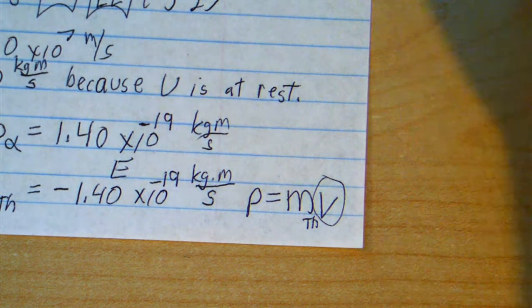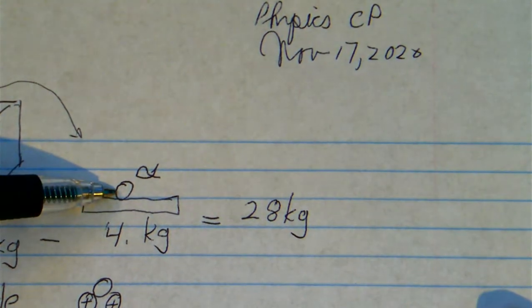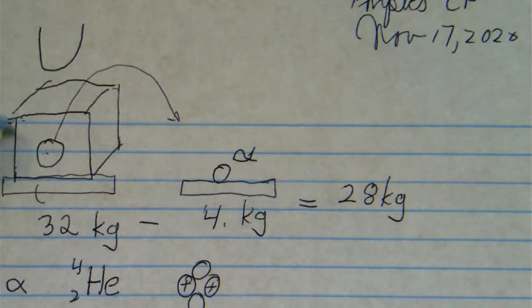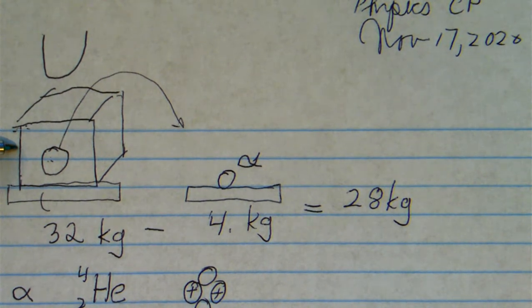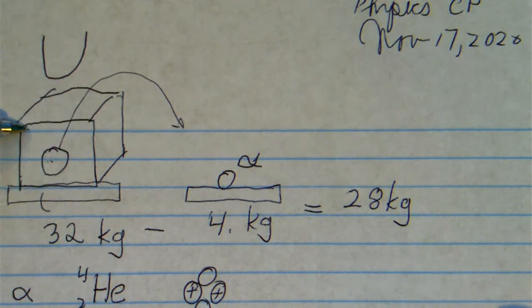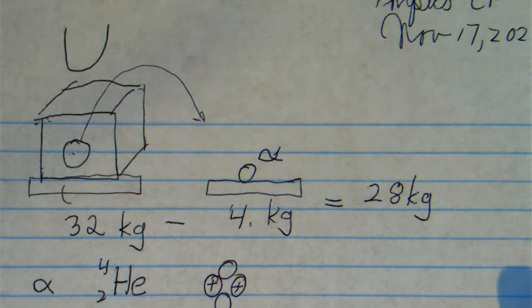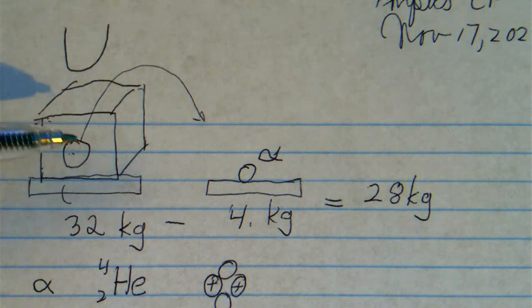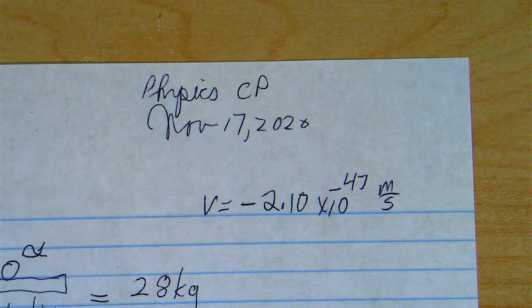A little bit of thinking while you do your calculating. The alpha particle is like a bullet. The thorium is like a rifle. It would be wrong to expect the rifle to be moving faster than the bullet. If you get an answer that is faster than 2 times 10 to the 7th meters per second, you've done something wrong.